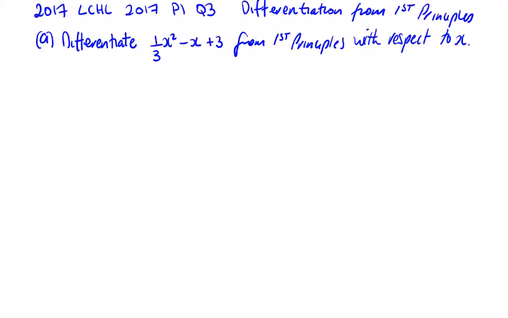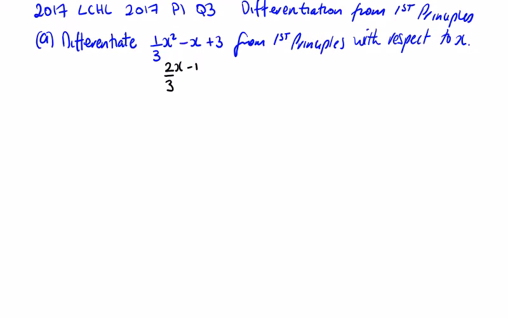So, differentiation from first principles. I think it's always good with these to write the answer down first. So let's just write the answer down and we'll see where it's coming from within the question. Differentiate this, we're going to get 2 over 3 times x minus 1. So that's my answer.